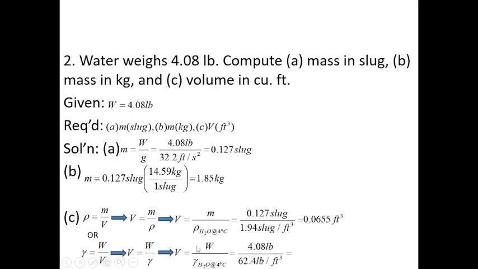So in here, we have 4.08 pounds. We know the weight. And take note that the specific weight of water is 62.4 pound force per cubic foot. I have already introduced this in my previous video that the specific weight of water at 4 degrees Celsius is 62.4 pounds per cubic foot. And that will give us 0.0654.